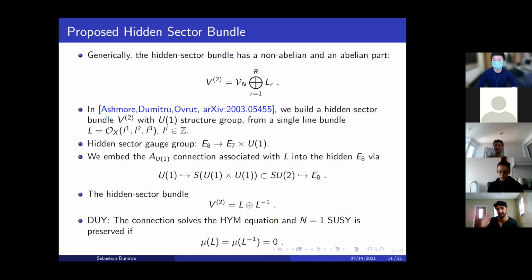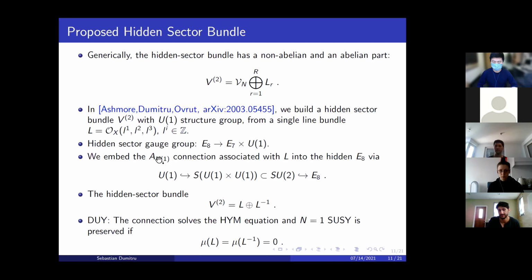So a hidden sector can, in general, be composed of a non-abelian bundle and an abelian bundle. We could turn on these. But the realm of possibilities is pretty endless of what we can use. In our work, we use a hidden sector in which we turn on a bundle V2 with U1 structure group formed from a single line bundle L, which is determined by the line bundle divisors L1, L2, and L3. This bundle, when we turn it on, breaks the hidden sector E8 into an E7 cross U1.